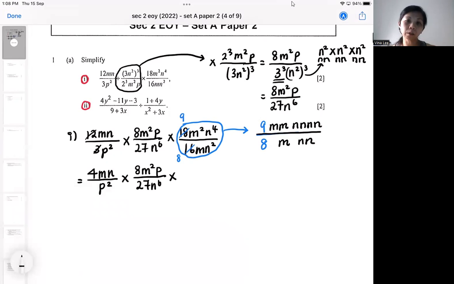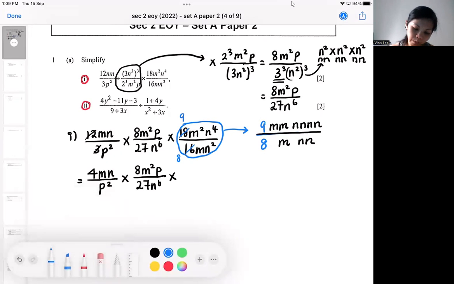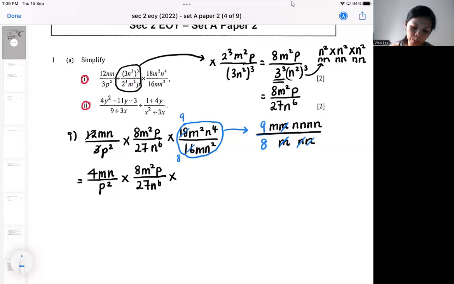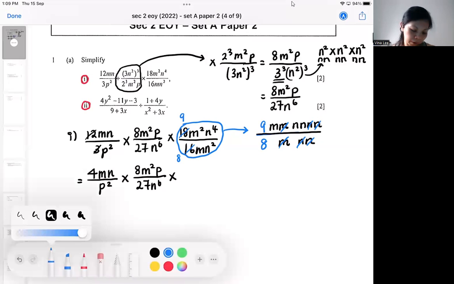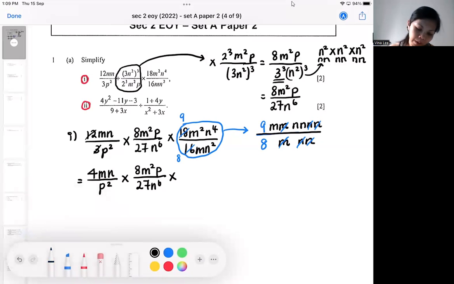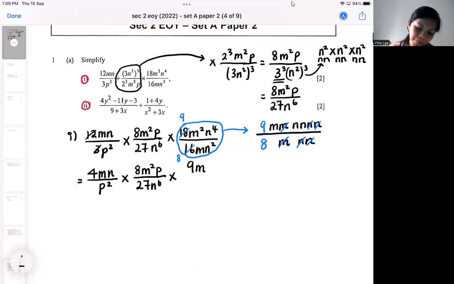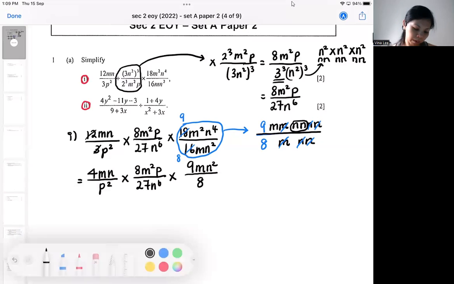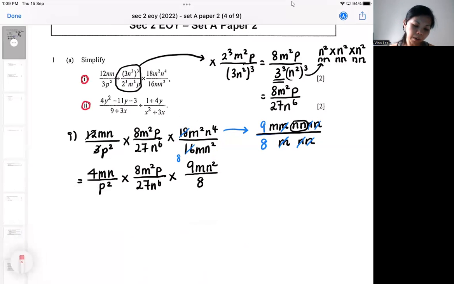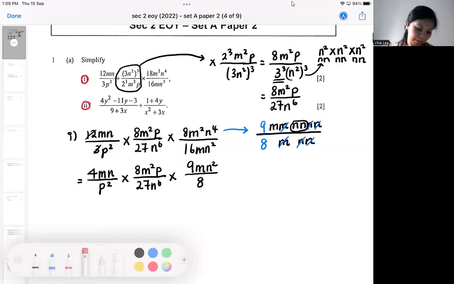So I can do my cancellation first. So do you realize I'm trying to be very organized so that I don't make careless mistakes. So you can do it at the side. You don't need to show your teacher. You focus on one fraction at a time. So I will get 9m n squared. At the bottom, I got nothing left except an 8. So if you look, I managed to simplify each of the fractions first.